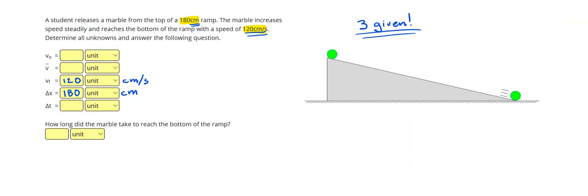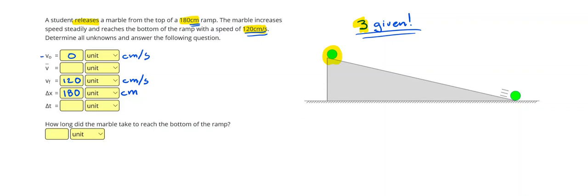But we said there have to be 3 given in the problem. So what's the third one? Well, at the top of the ramp, we see that there are no motion lines. Also, the word releases tells us that that initial velocity is going to be 0. Units will still be centimeters per second. Alright, so we have our 3 given. It's time to go ahead and solve.